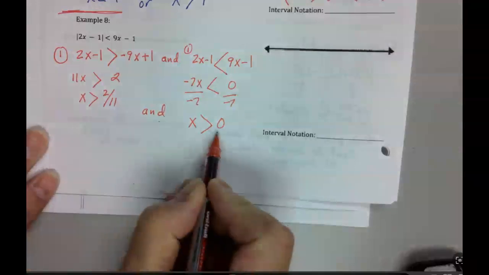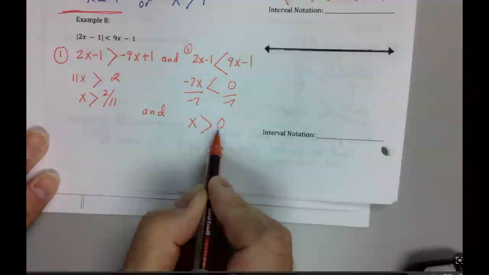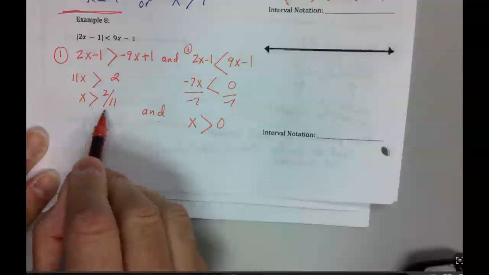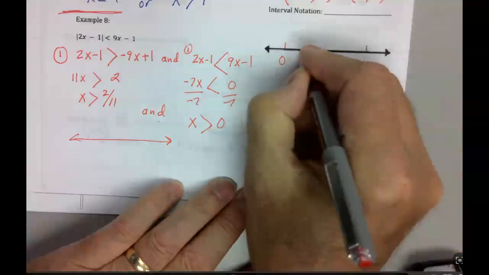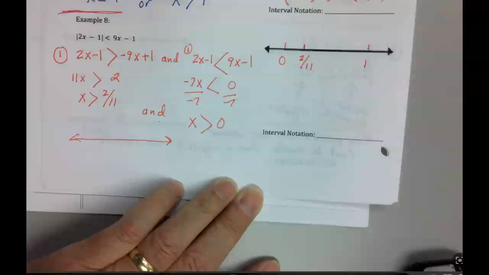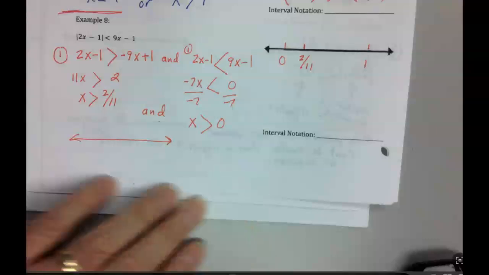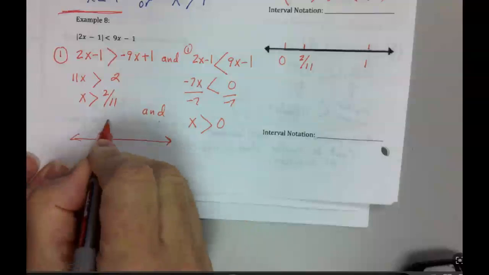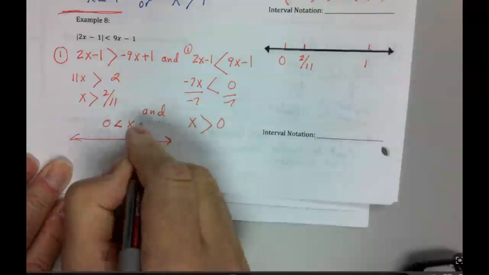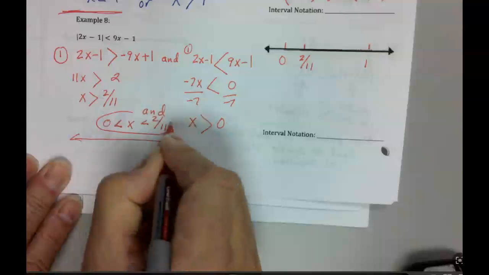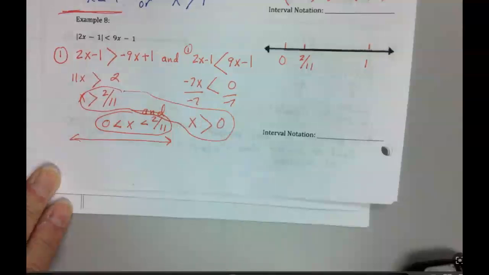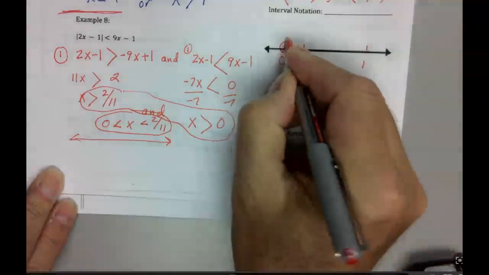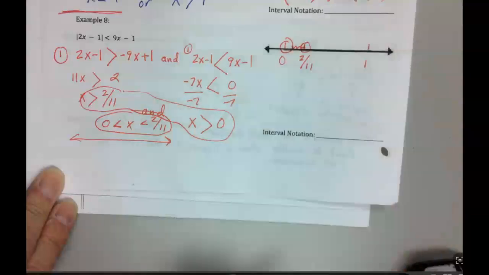And the problem with you divide by negative, where's 0 on the number line? Is it to the right or left of 2 11ths? On the number line, it's to the left, right? So here's 0. Here's 1. 2 11ths is about right here. Is that correct? Agreed? So when we wrote our inequality, it would be 0 is less than x, which is less than 2 11ths. This means the same thing as that, doesn't it? Agreed? So, open circle, and you connect. And that's what ands normally look like.